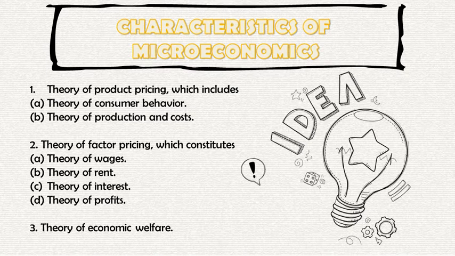Next, theory of production and cost. Syempre, kapag ikaw ay nagbe-business para hindi ka malugi, anong gagawin mo? Syempre, kukuwentahin mo lahat ng iyong expenses at saka ngayon magbibigay ng markup. So, pag yung expenses mo plus your markup, that is your product price. Next, theory of factor pricing. So, kailan po nagbabago ang presyo? No? So, we have four.